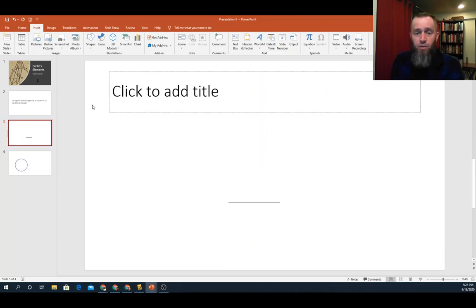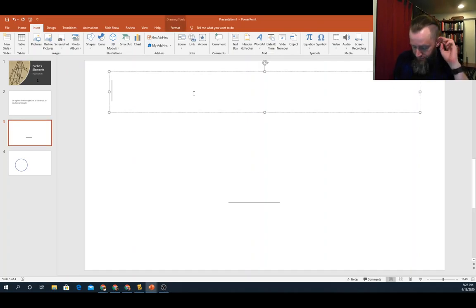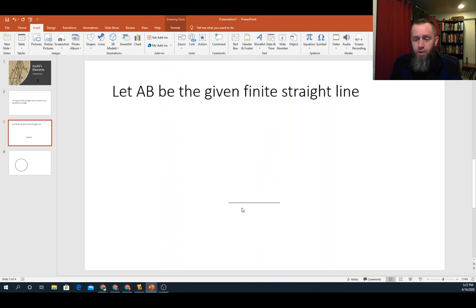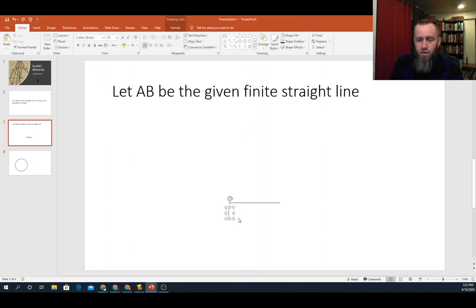The first thing Euclid says is let AB be the given finite straight line. That's pretty straightforward. So we're going to call this line here AB. We label lines for their extremities. You pretty much label everything for an extremity, I think, except for maybe angles.